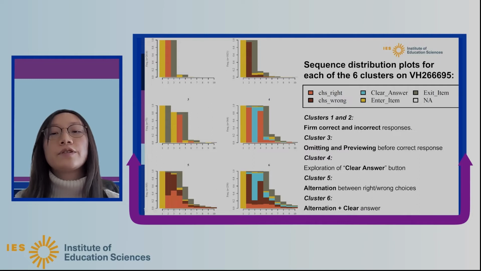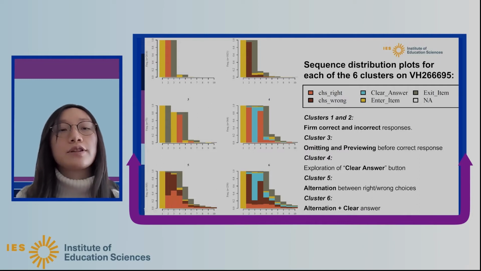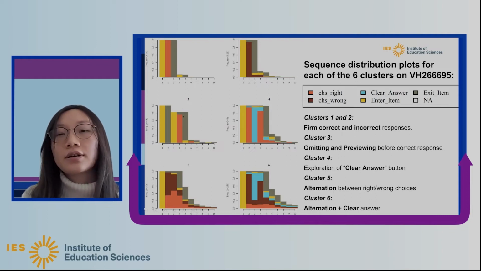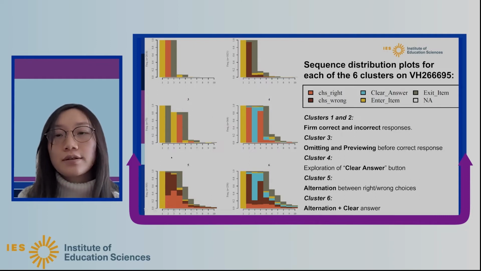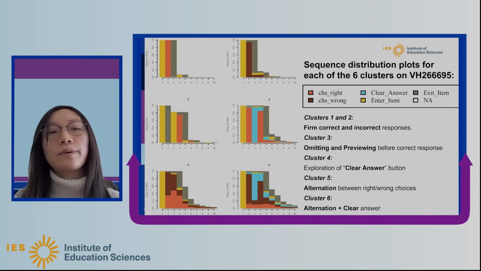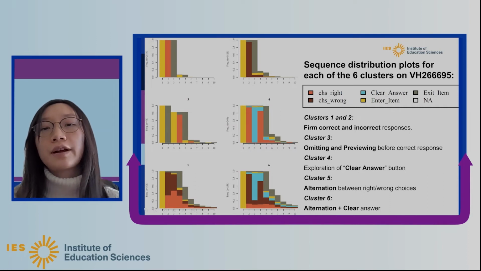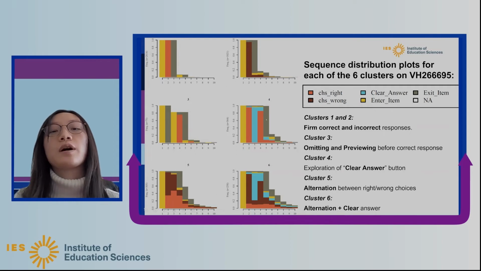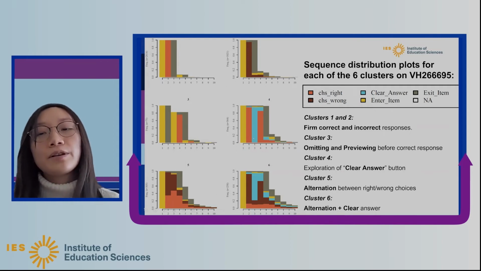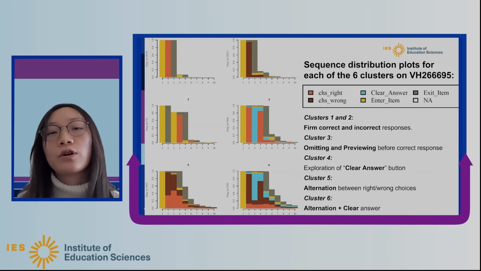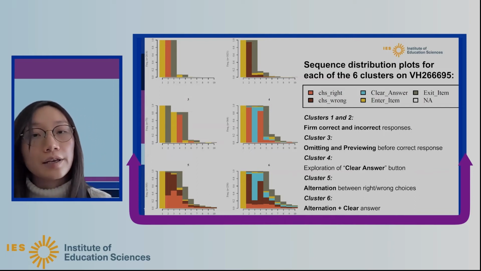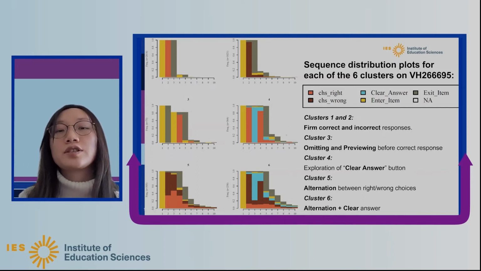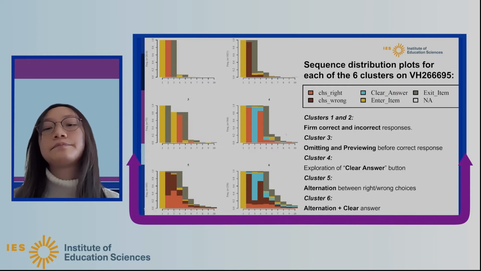Cluster 3 are individuals who omitted the question. So they had enter followed by exit, and then they're done. They never went back to submit an answer, as well as people who previewed before making a correct response on a subsequent visit. Cluster 4 are people who use clear answer, but we can also see that these individuals only selected the correct response on this question. So they might be using the clear answer button just to explore and to find out about its functionality, because this is the very first question and they want to know what this button does.